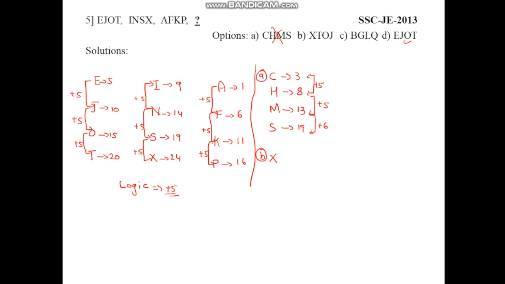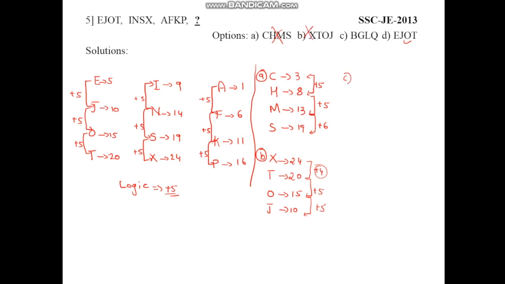Next we'll go for option B. This is option B: X, T, O, J. X stands for 24, T stands for 20, right? O stands for 15, J stands for 10. Just see here itself, 24 to 20 is minus 4. Here it is plus 5, again here it is plus 5. So there is one place with minus 4 and others plus 5, so it is not the logic. So the second option also went wrong.